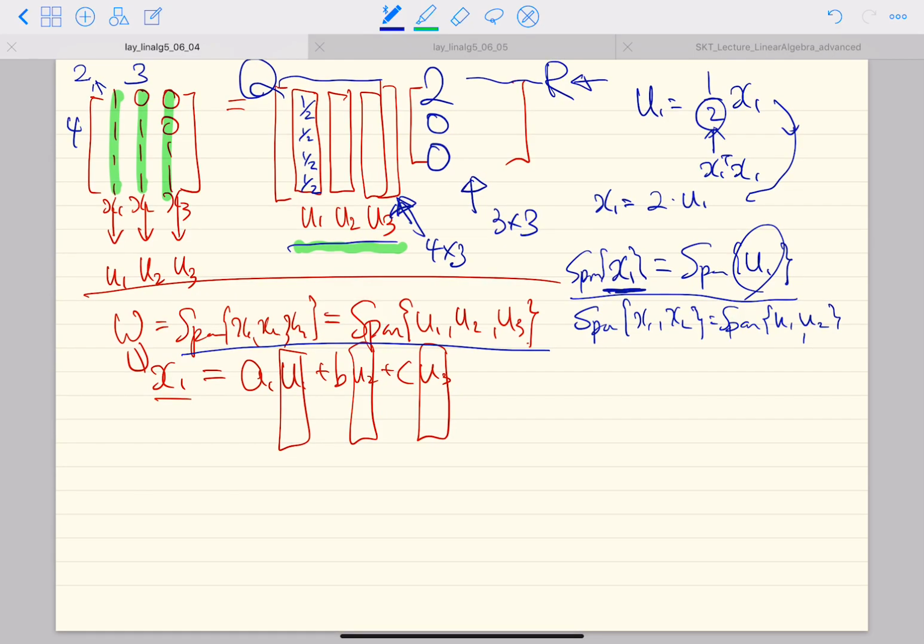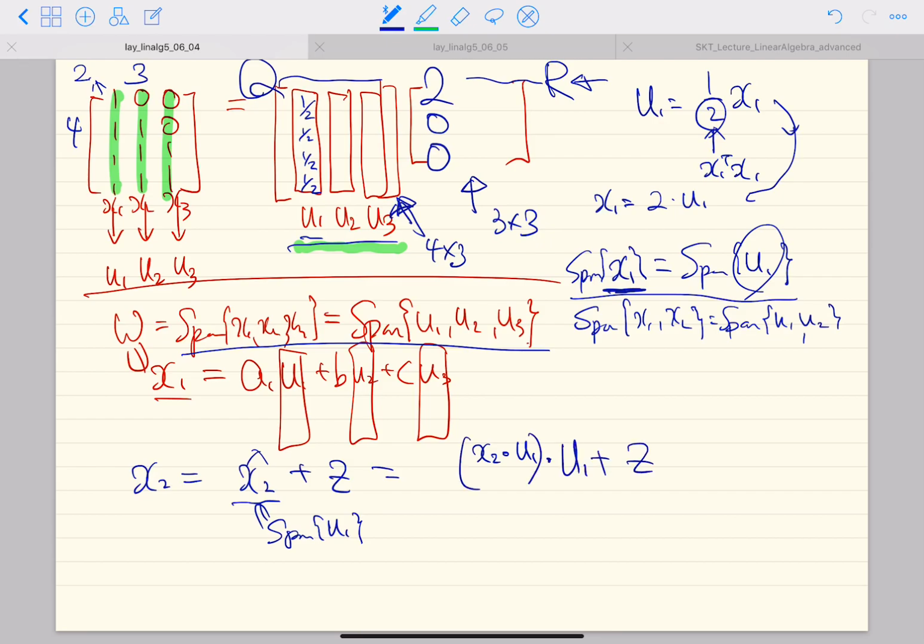Right, and then let's perform the orthogonal decomposition of x2 onto the subspace spanned by x1. In this case, we conveniently made the previous vectors orthonormal basis vectors, right? So for x2, let's consider this orthogonal decomposition, and x2 hat is spanned by u1, right? Then this guy is x2 dot u1, times u1, plus c. Okay?